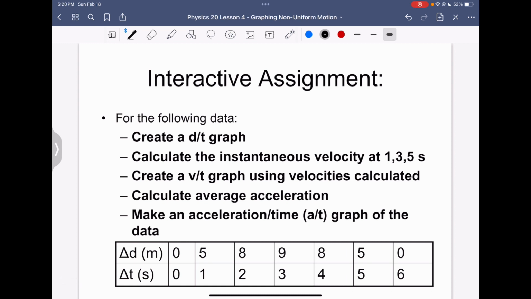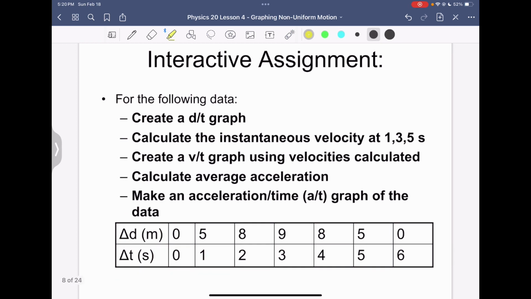I'm going to want you to create a displacement versus time graph, calculate the instantaneous velocity at a couple different times, so 1, 3, and 5. Then take that information and create a velocity versus time graph using those velocities. Finally, calculate the average acceleration and then make an acceleration time graph. Okay, here's what we're going to do.